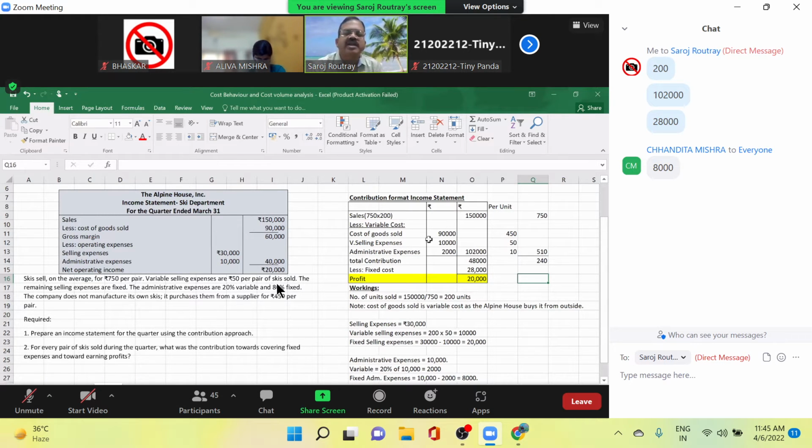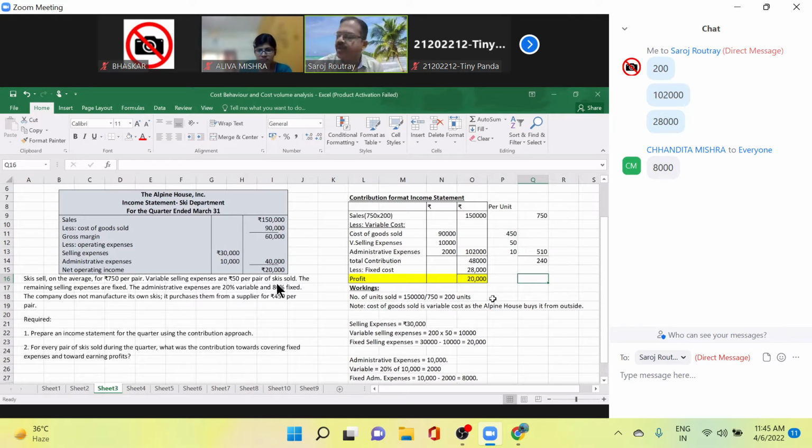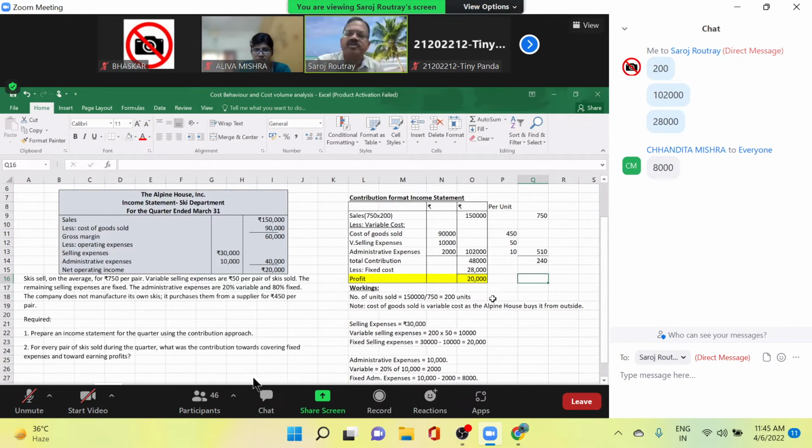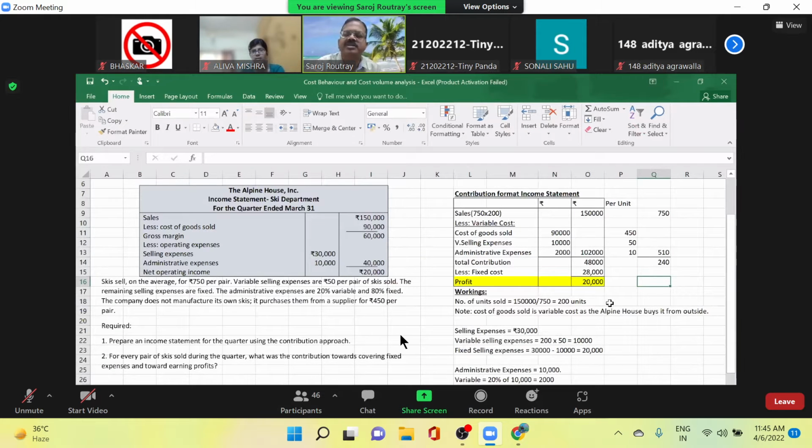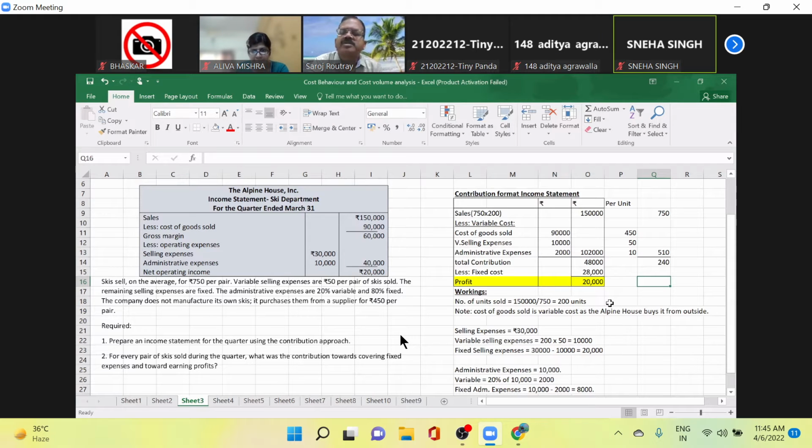So here, this is the income statement which you have to prepare in contribution format. First we will find out the variable expenses and fixed expenses. Sales is 750 into 200, 1,50,000. Per unit it is 750. Cost of goods sold 450, so 450 into 200, 90,000. Per unit it is 450. Selling expenses, as I just explained, 50 per unit. So for 200 units it is 10,000.